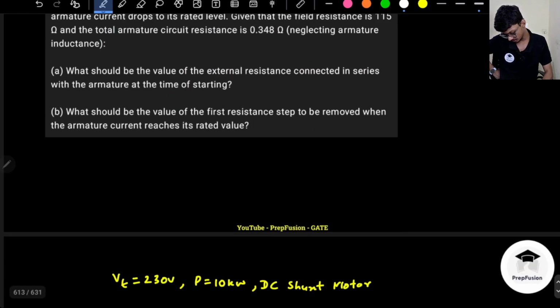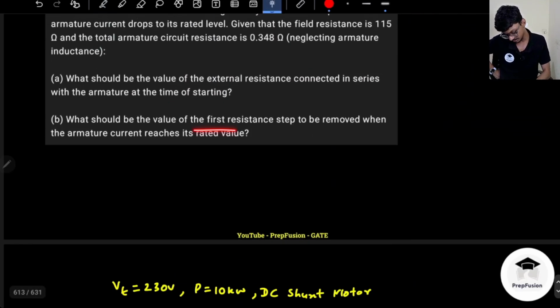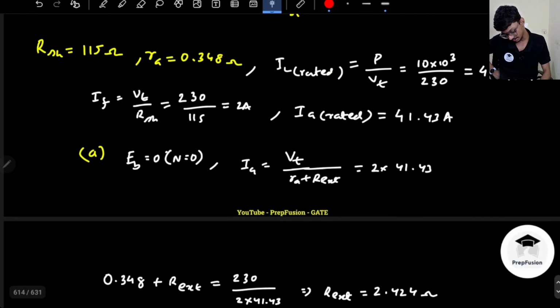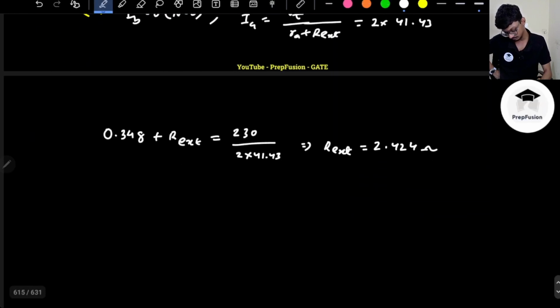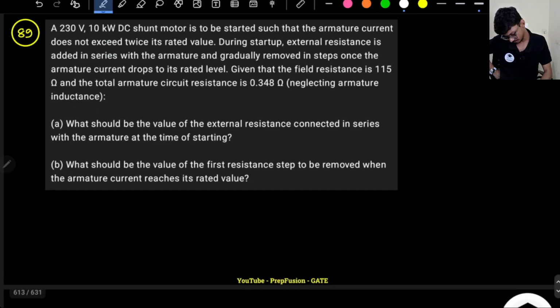Now what are they asking? Now they are asking what should be the value of the first resistance. So this is the total resistance, right? So basically how many steps are there?